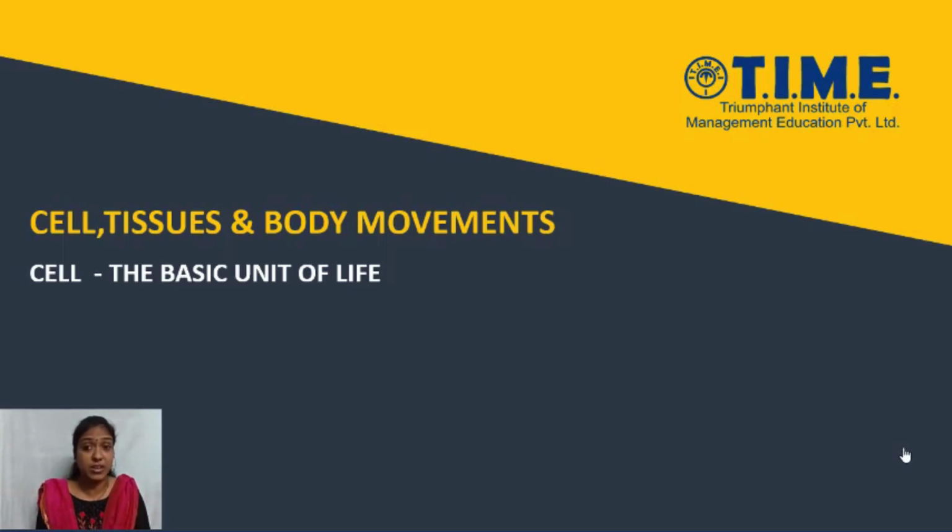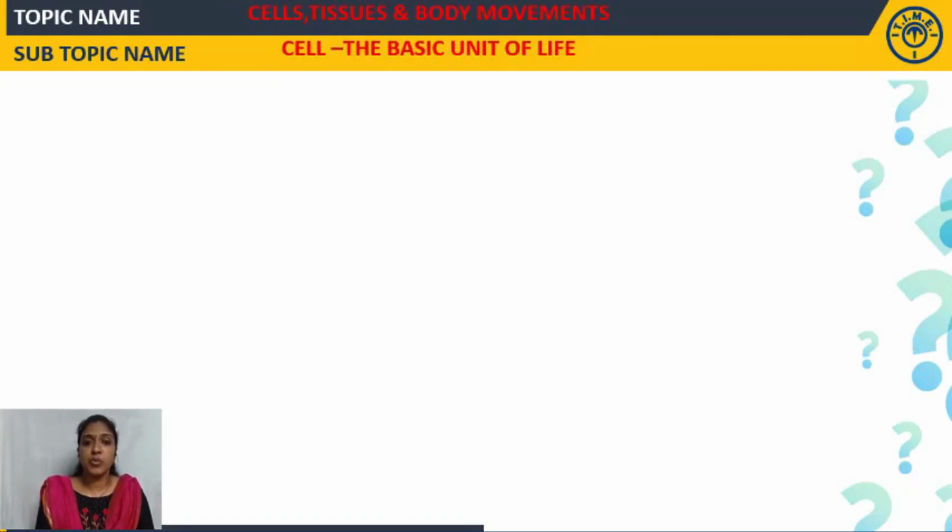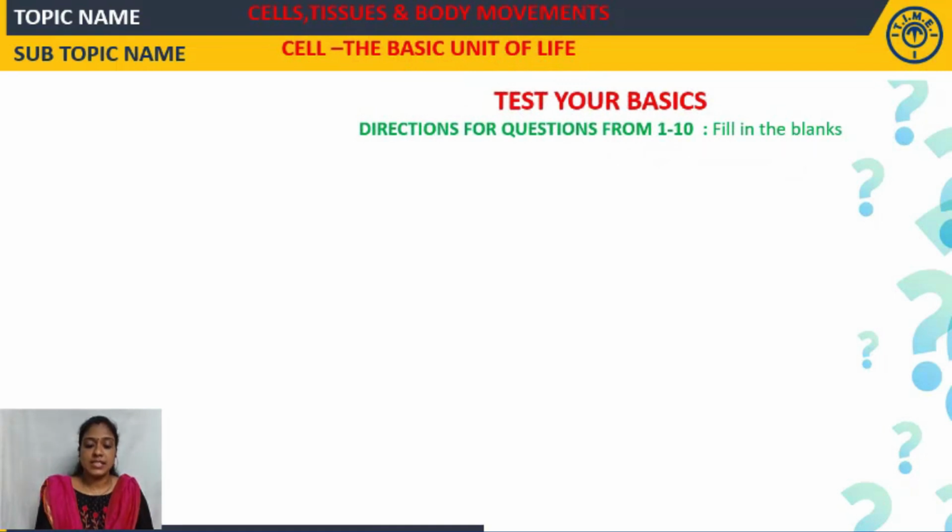It is not at all tough. So, moving on to the discussion. Here comes our topic. Topic means the name of our chapter: Cells, tissues and body movements. And cell, the basic unit of life, is the subtopic that we are discussing, isn't it? So in every slide you can see this heading, and it is a group of questions that is to test your basics. That is, they are probably direct questions from the topics that we discussed in the last session. So the directions for questions from 1 to 10 is fill in the blanks.